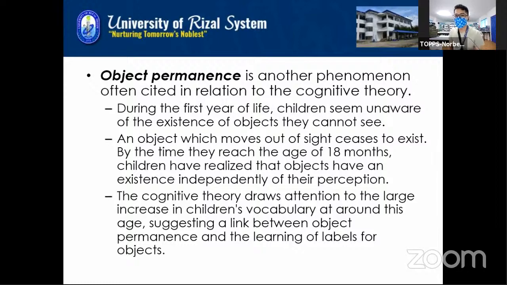By the time they reach the age of 18 months, children have realized that objects have an existence independently of their perception, just like what I mentioned to you. So the cognitive theory draws attention to the large increase in children's vocabulary at around this age, suggesting a link between object permanence and the learning of labels for objects. So basic lang gustong sabihin dito ni PJ, if a certain object is not perceived by the senses of a child, he or she will not be able to realize that object unless otherwise na-perceive niya yun. So it's very important on part of the child.